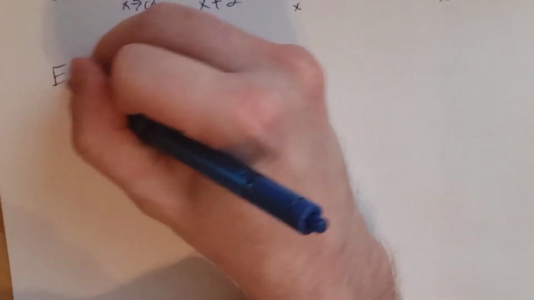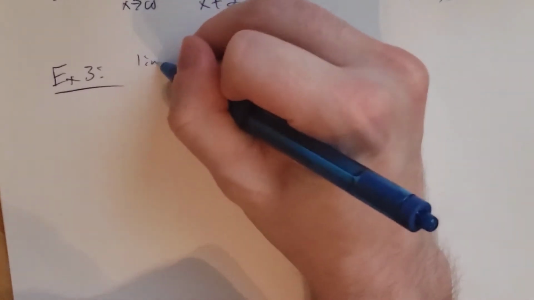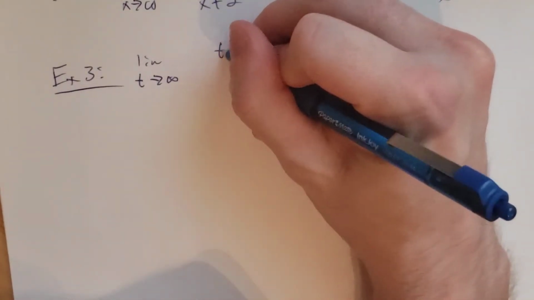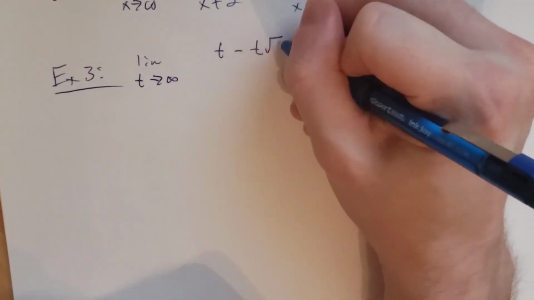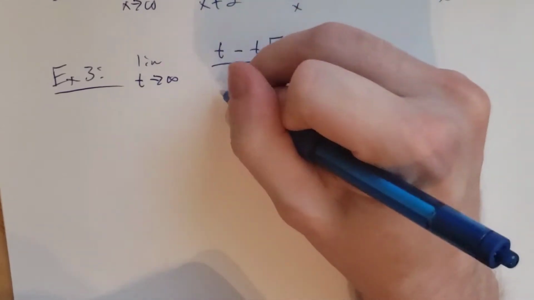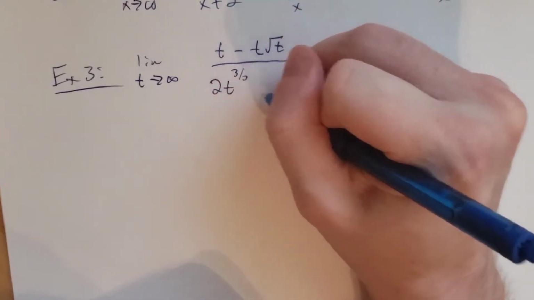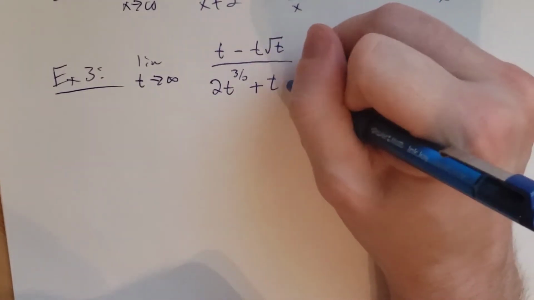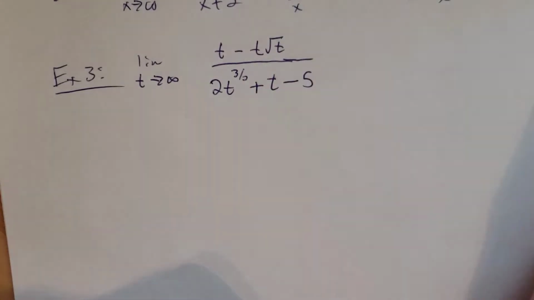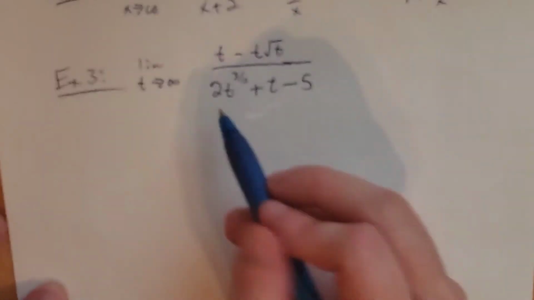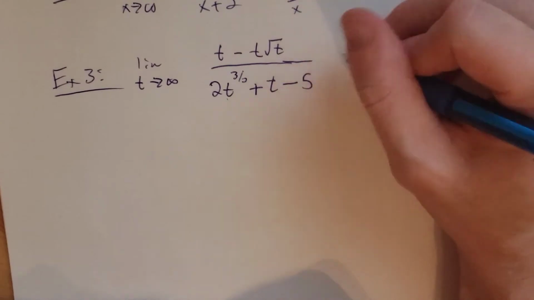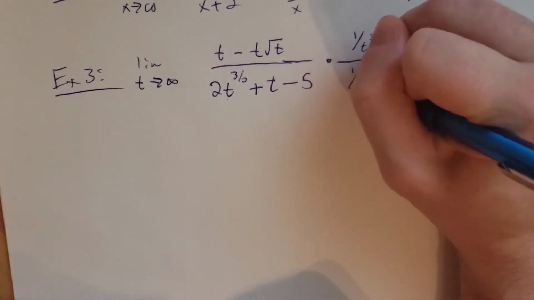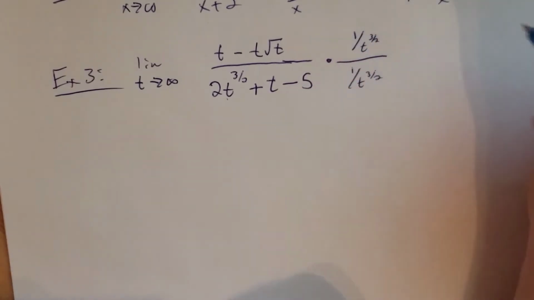Well, let's try example 3 here, where we take the limit as, let's use the variable t this time, just to change it up, t goes to infinity of t minus t root t all over 2t to the 3/2 plus t minus 5. Let's just do that. Well, what is the highest power in the denominator? That is t to the 3/2. So let's multiply by 1 over t to the 3/2 all over 1 over t to the 3/2.